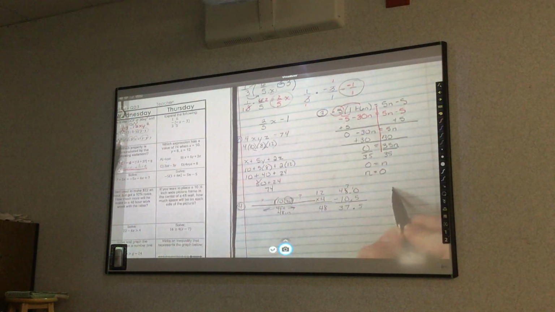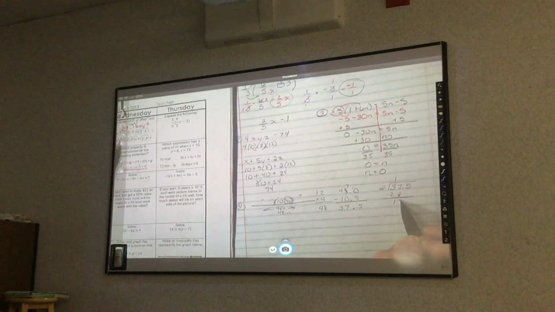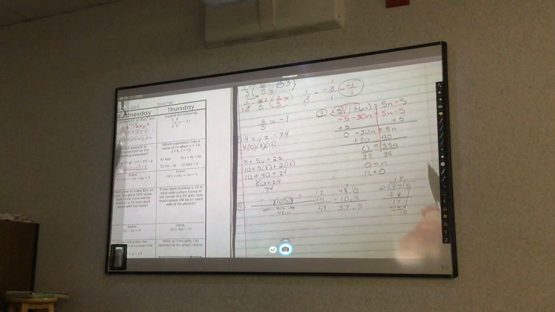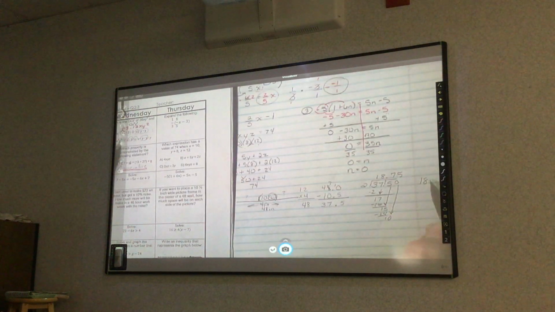So what do I do with the 37 and a half? Divide it by 2. 2 goes in there once. 1 left. 2 goes into 17, 8, which is 16. 1 left. Bring up your decimal. Bring down your 5. 2 goes into 15 7 times. 1 left, add a 0. 2 goes into 10 5 times. So I have 18.75 inches, which is 18 3/4 inches on each side. Oops, sorry guys.